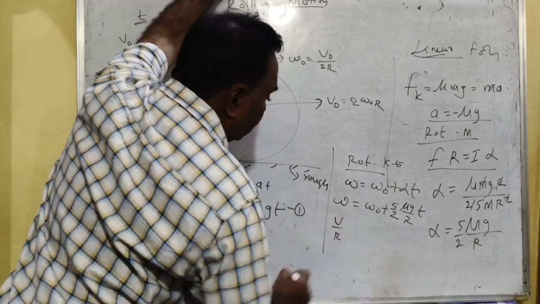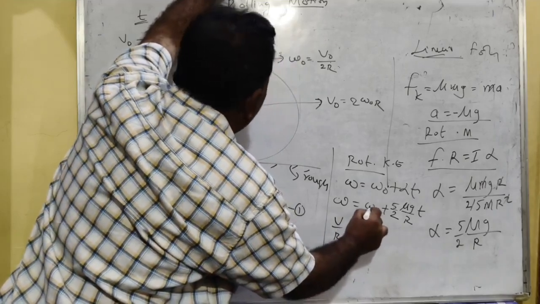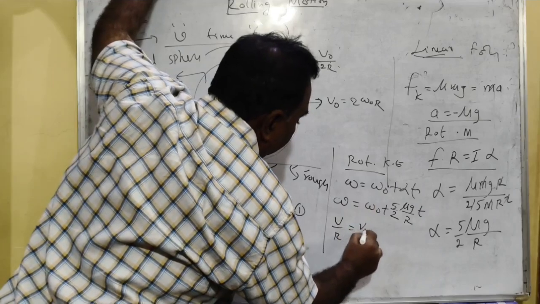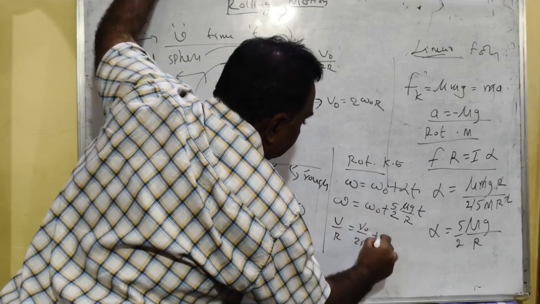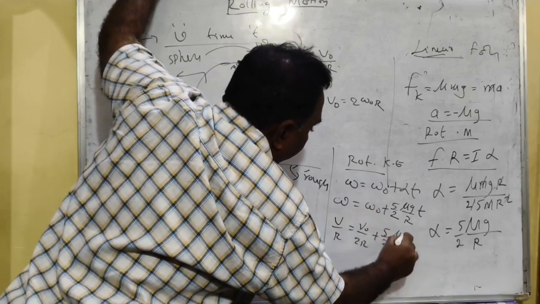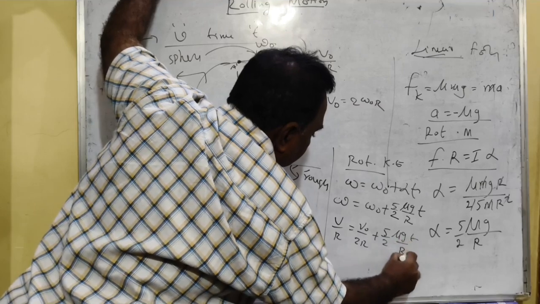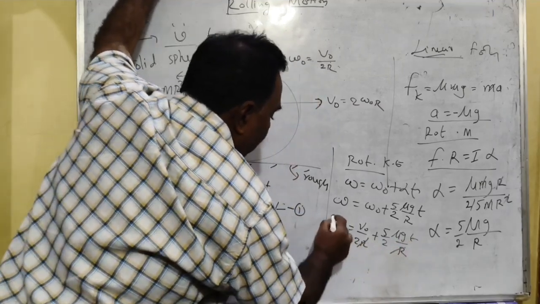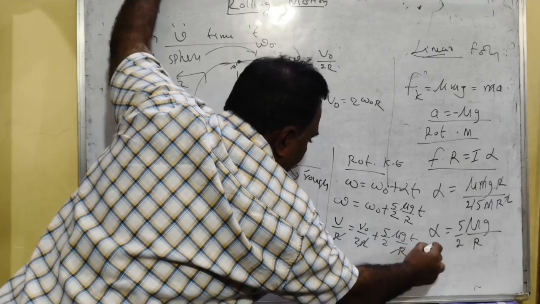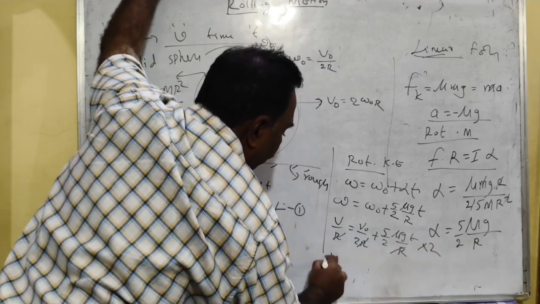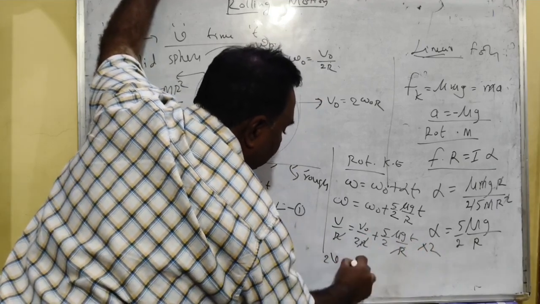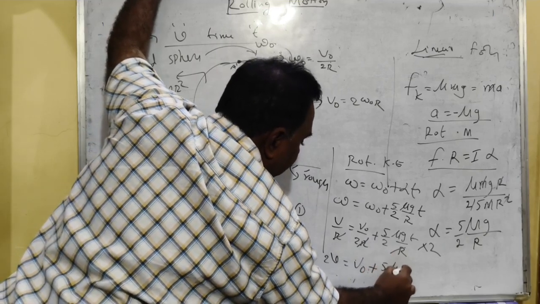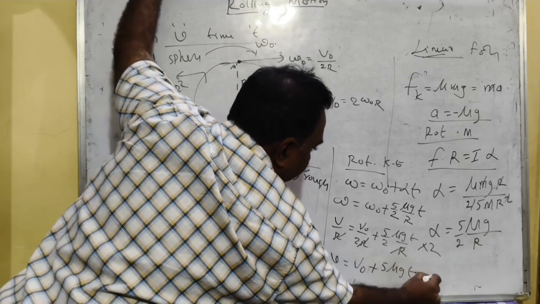V we have to find out. Omega naught, what is omega naught? It is v naught by 2r. So v by r is equal to v naught by 2r plus 5/2 mu g t by r. r cancels, and multiplying the whole equation with 2, we get 2v is equal to v naught plus 5 mu g t. This is equation 2.